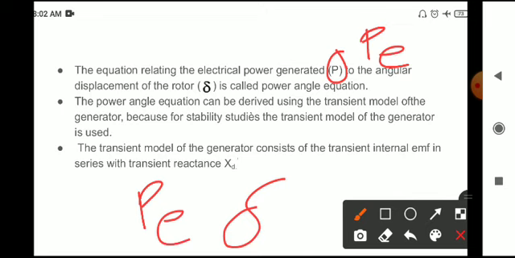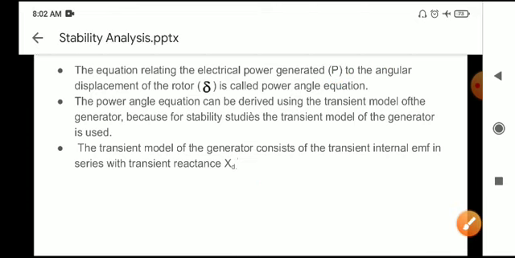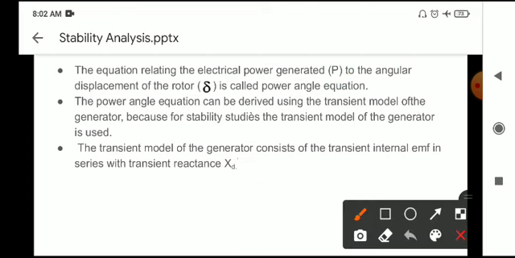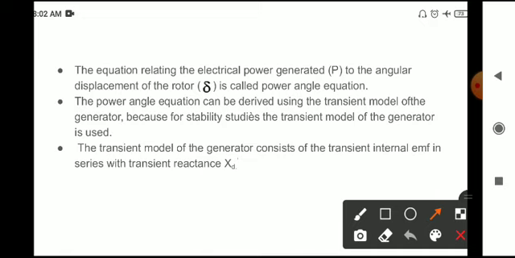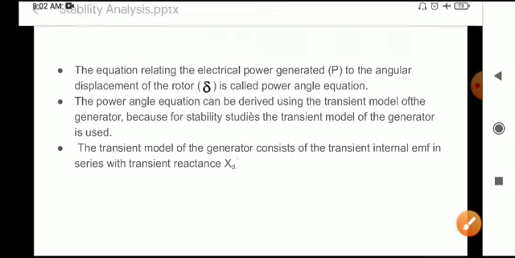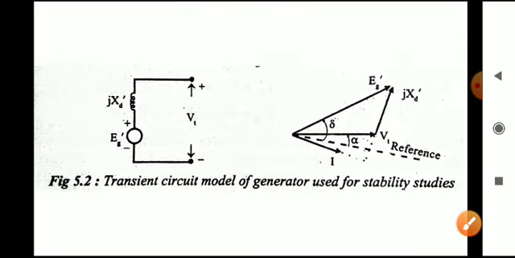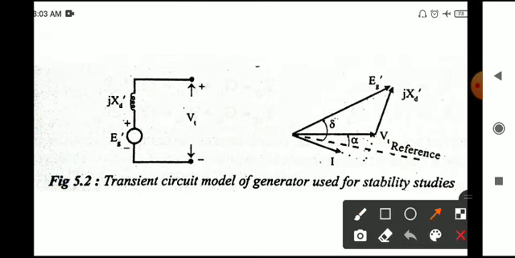The power angle equation can be derived using the transient model of the generator. We are mainly using the transient model because for stability studies the transient model of the generator is used, and you can see the transient model here.